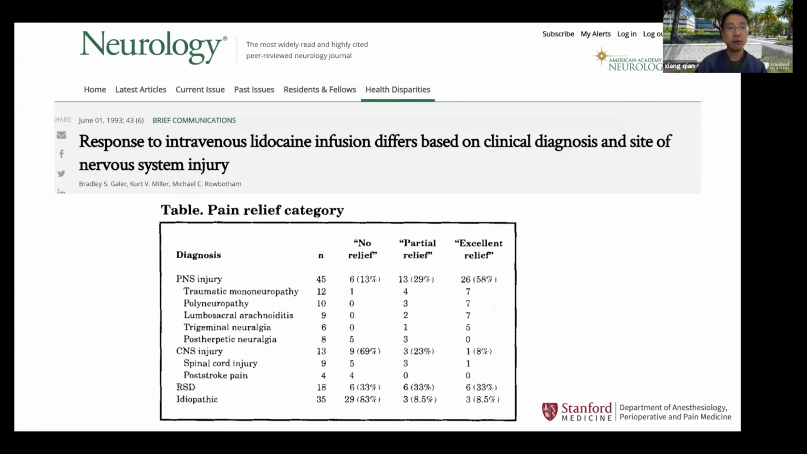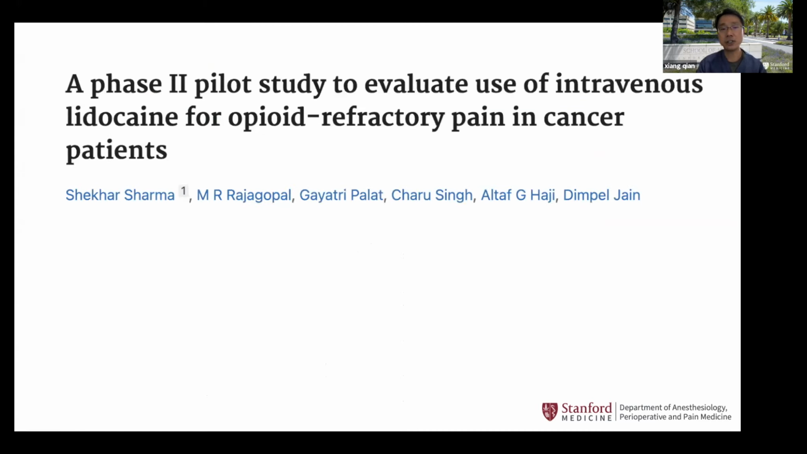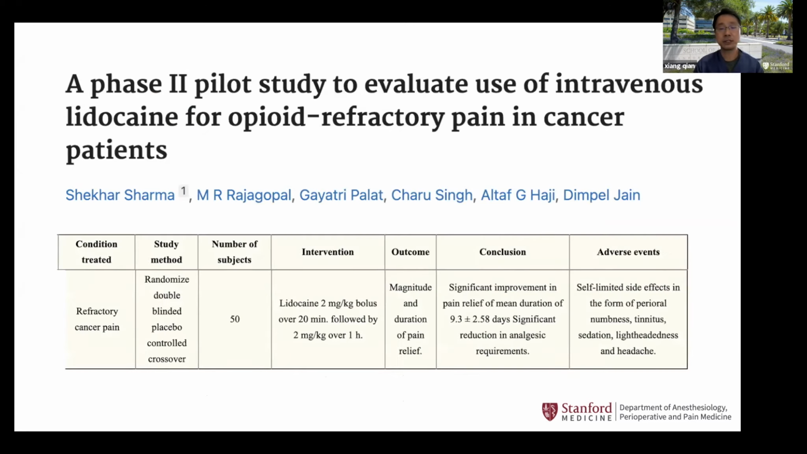And this is for various nerve injuries, many years ago, and you can see that the lidocaine infusion can provide a significant amount of relief for our patients, including trigeminal neuralgia patients. As you can see, with 6 neuralgia patients, 5 got excellent relief and 1 partial relief. The problem is how sustainable it is. There's also a phase 2 pilot study evaluating opioid refractory pain in cancer patients with head and neck cancer, and we found very good relief that's sustainable.